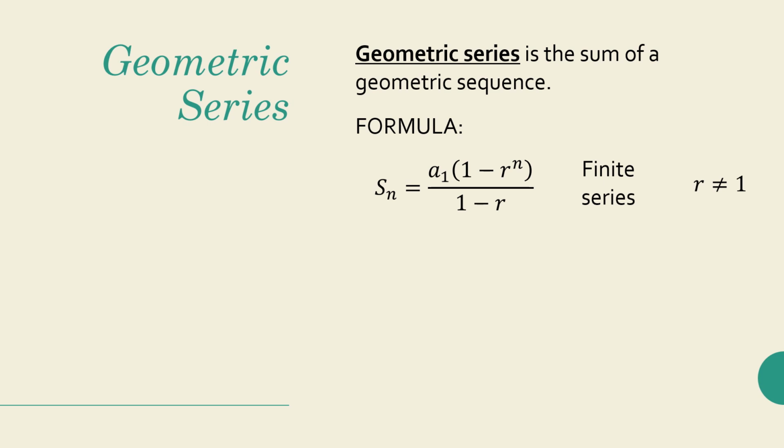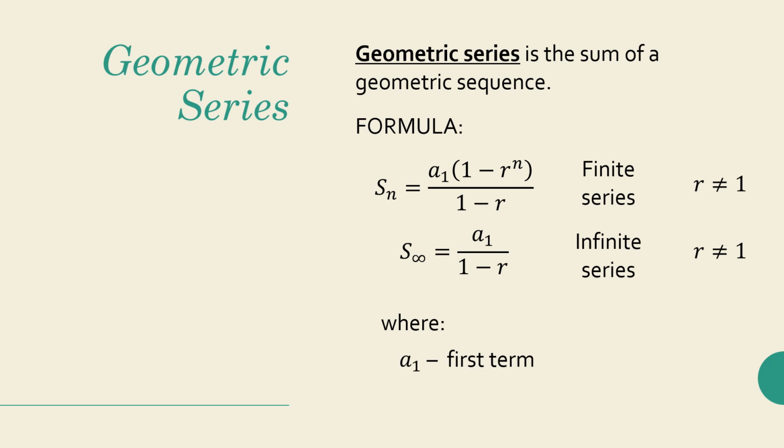And the other one, for the infinite series, is the sum of the infinite series equal to a sub 1 over 1 minus r. This is usually used for infinite series when r should not be equal to 1. But that is not the only restriction; there are other restrictions for letter r. Here, a sub 1 is the first term, n is the number of terms, and r is the common ratio. So you have to memorize the formulas for the finite and infinite series.